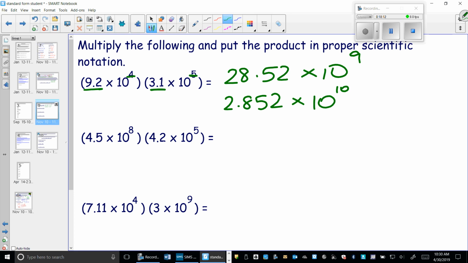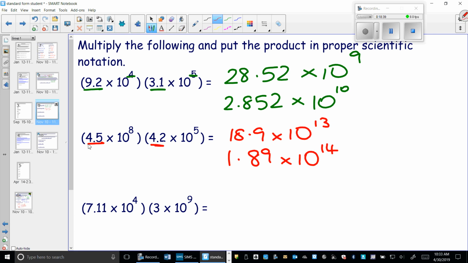Do you want to have a go at the next few, and then we can check them together? Right, some of you are finishing off. What's 4.5 multiplied by 4.2? So that would be times 10 to the 13. Why is it 18.9? And then we're going to change this to be 1.89 multiplied by 10 to the power 14, because we had to add 1 on.